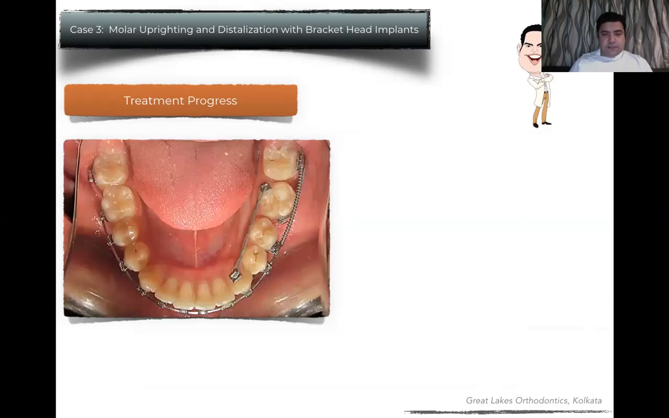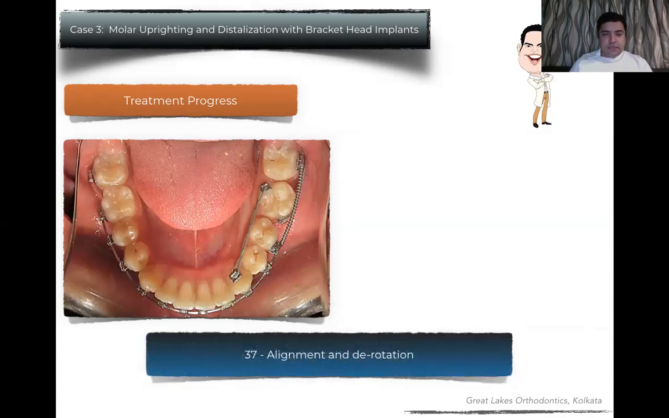So after a few months, the 3/7 has come into line, but it came out rotated. So we need to derotate and align the 3/7. So we need to maintain the space that we have achieved.